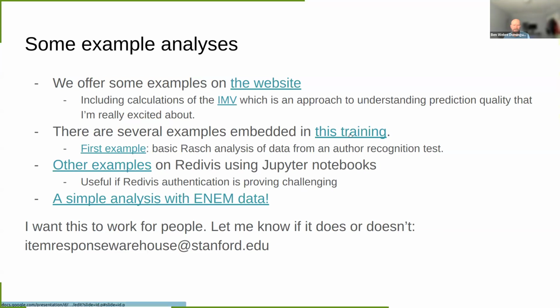There are several examples embedded in this training that I gave a few months ago. In particular, this first example here does some basic Rasch analysis of data from an author recognition test. There are many examples of different kinds of analyses available at this link that are on Redivis using Jupyter notebooks, and they're something that you can use straight away if the Redivis authentication process is proving challenging. And just for you all, I put together a simple analysis with data from the NWEA MAP assessment, which I think is a fantastic data resource.